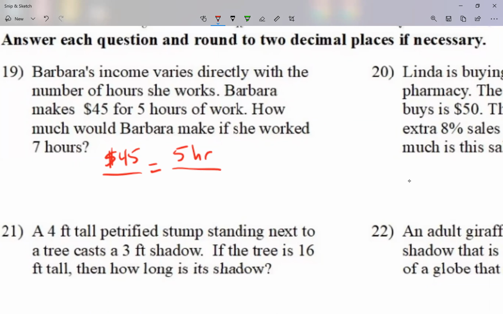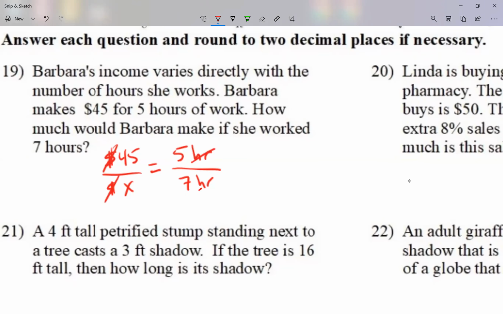How much will Barbara make if she works 7 hours? I'm going to say X many dollars because I don't know how much. It says how much will she make? X many dollars is equal to 7 hours. Now here, the dollar signs cancel out, the hours cancel out. So I have 45 over X is equal to 5 over 7.